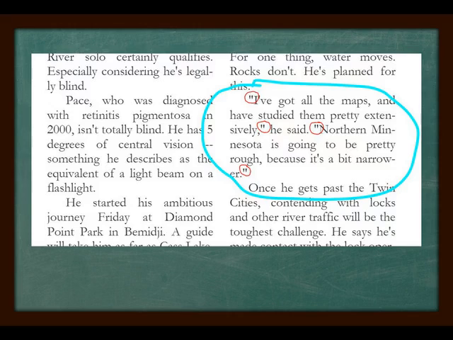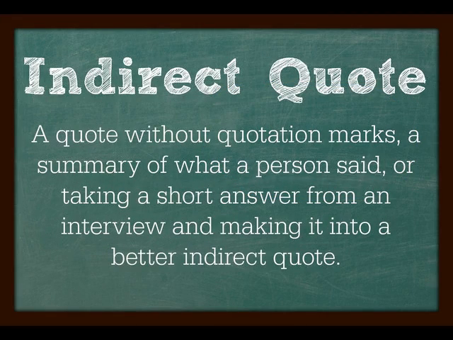Also, down here, "I've got all the maps and have studied them pretty extensively," he said. "Northern Minnesota is going to be pretty rough because it's a bit narrower." Again, this is a direct quote. He said this exactly. Quotation marks are surrounding this quote. That's a direct quote. Another type of quote you're going to find in a story is called an indirect quote.